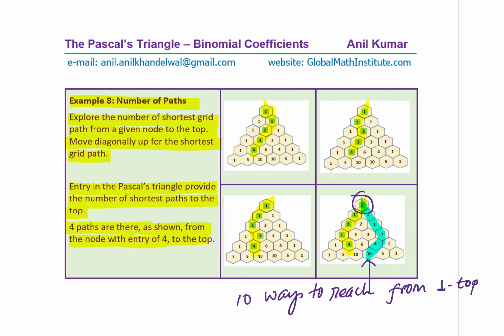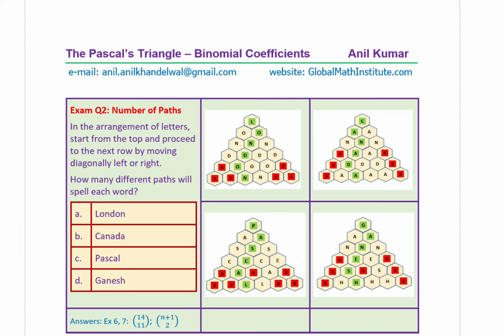Now based on this, here is another exam question for you. Exam question number 2 for you is, in the arrangement of letters, start from the top and proceed to the next row by moving diagonally left or right.